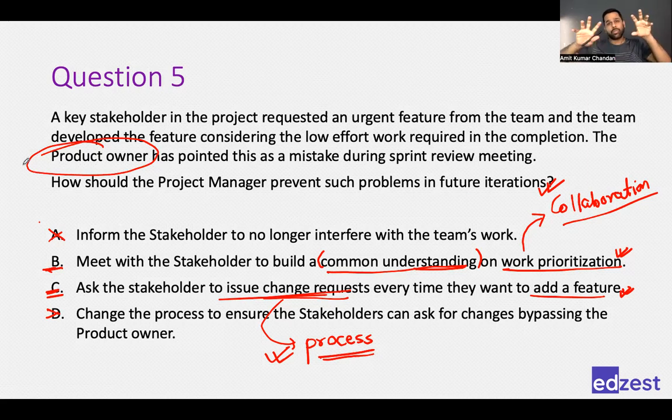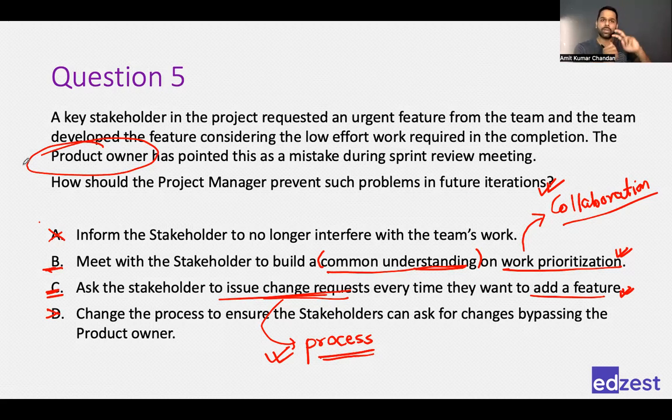Individuals and interactions over processes and tools. So if I'm given two options and both are helping me, I would prefer individuals and interactions over processes and tools. Because processes means that we are reliant on that process. Somebody might figure out a way around. But if you can work with the team and have a common understanding, if you can make the stakeholder believe that yes, prioritization is important, discussing with the product owner is important, then the chances are more that they would follow it. Even if you ask them to submit the change request regularly, chances are that they might not follow it. So setting a process is no guarantee that people would follow it.